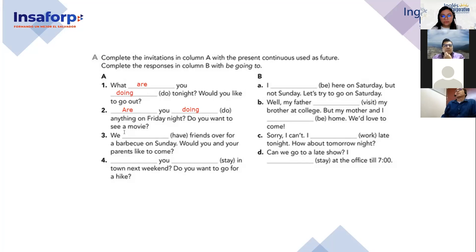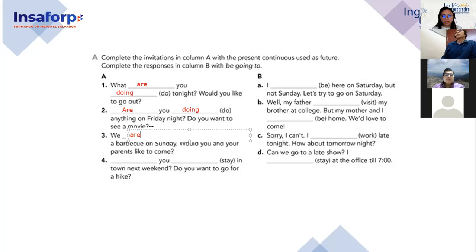Number three, I already have we, tengo el sujeto, necesito el verbo to be. ¿Cuál es mi verbo siguiente? Have. We are having friends over for a barbecue on Sunday. Would you and your parents like to come?